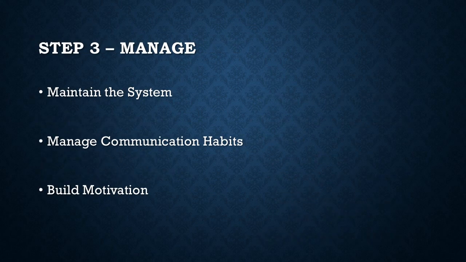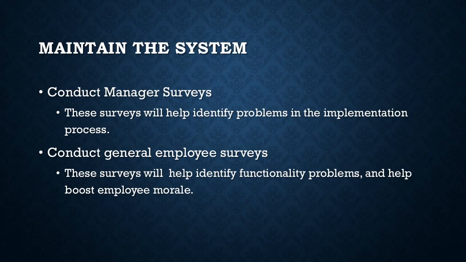Step 3. Manage. Step 3 includes maintaining the system, managing communication habits, and building motivation within the organization. To maintain the system, the hospital will do mid-level manager surveys every quarter to assess the effectiveness of the reward system we have implemented, and to help identify where the implementation problems with the command center may come up. They will also conduct comprehensive employee surveys once every 6 months to help identify functionality-based problems, evaluate employee morale, and let employees know that their concerns are being taken seriously.